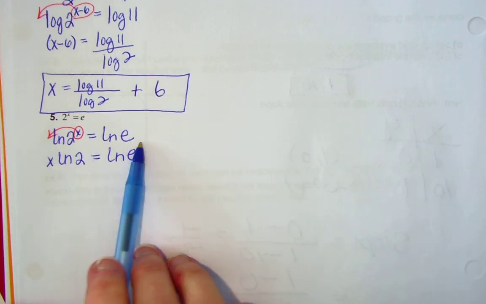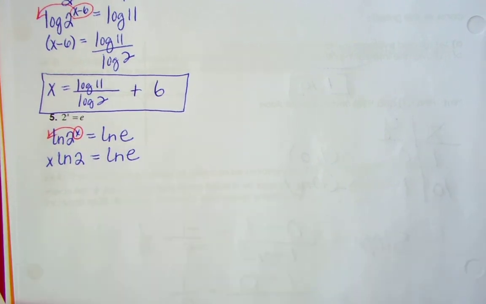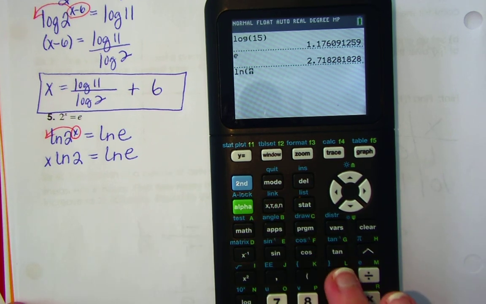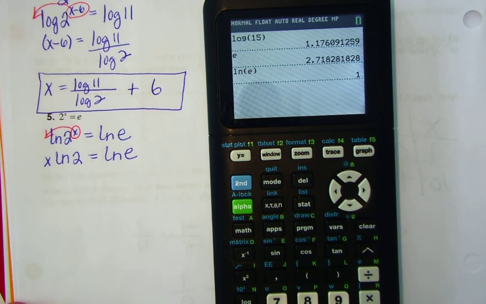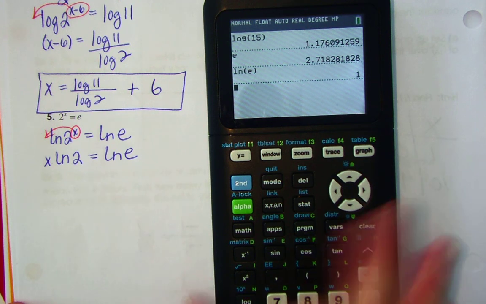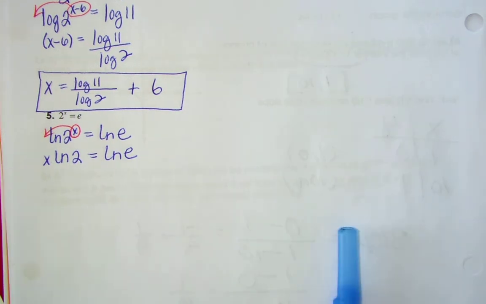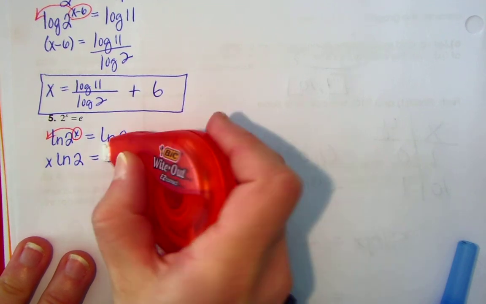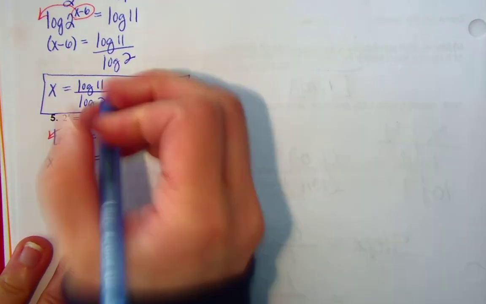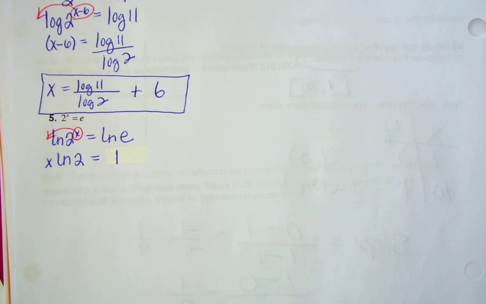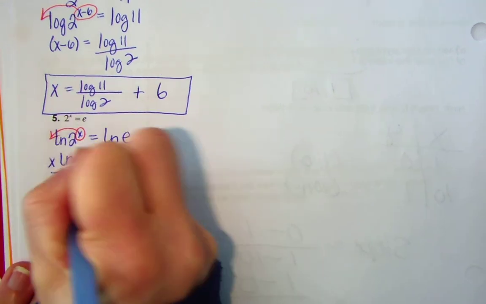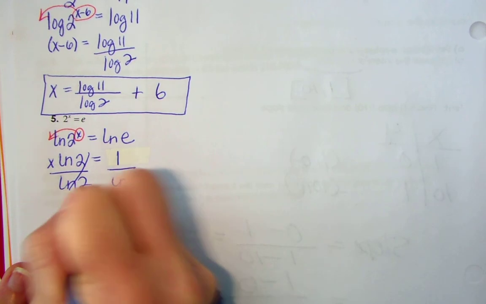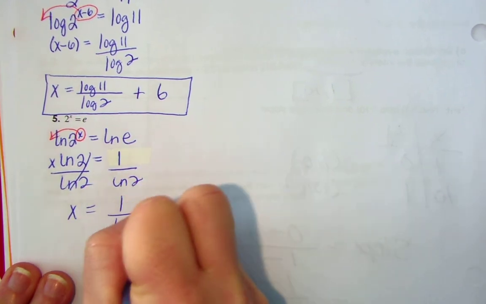Now, I should have actually at this step, the ln of e, if you go to your calculator, because it's base e, the ln of e is 1. So at this step, I am going to go back and erase or use whiteout. The natural log of e is equal to 1. So I'm going to divide both sides by the ln of 2. That cancels out, and x is equal to 1 over ln of 2.